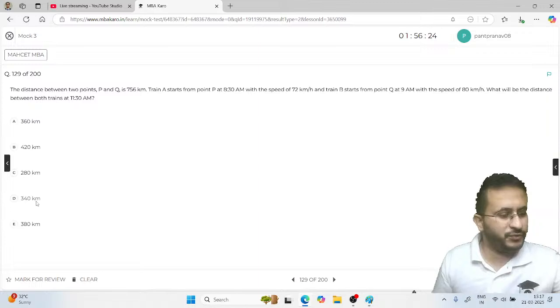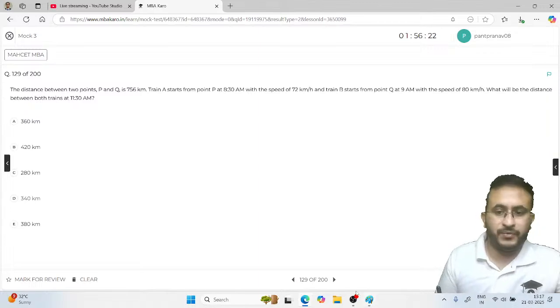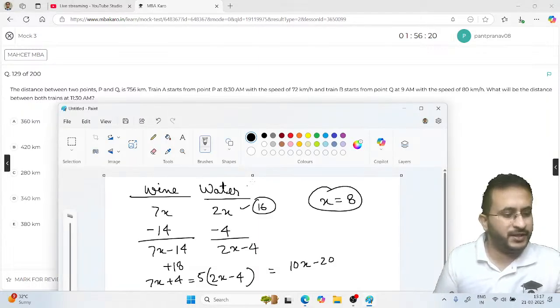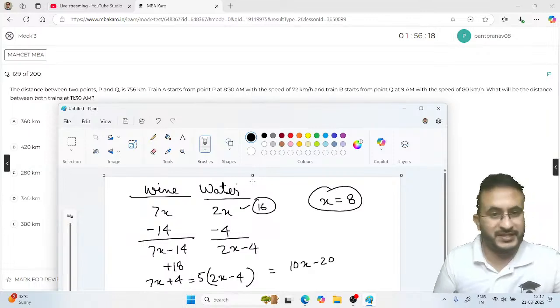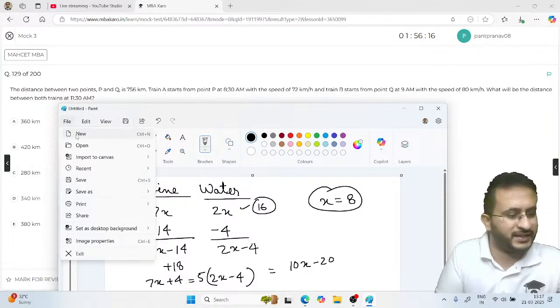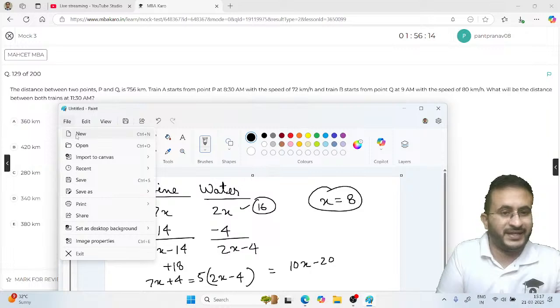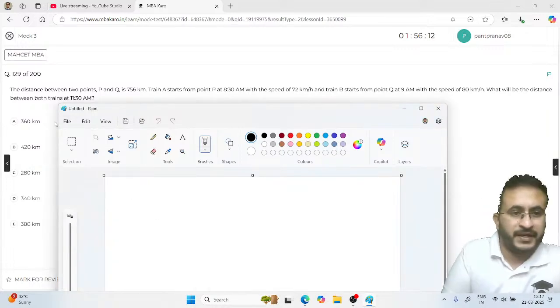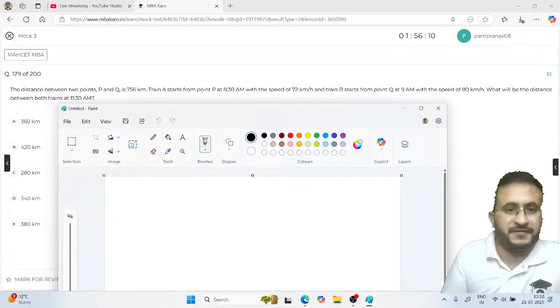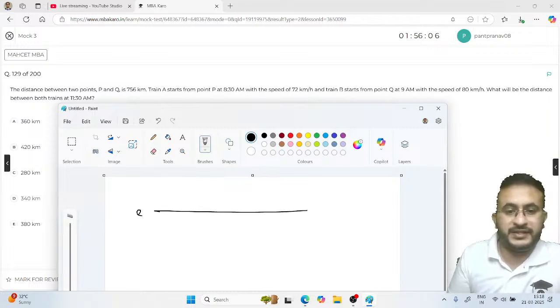So these individual questions seem to be easy ones. Okay, and you should be attempting those questions. Like if you find individual questions easy rather than DI, so in that case, one should go and attempt those. Distance between 2 points P and Q is 756. Train A starts at 8:30 am. So यहाँ से 8:30 पे start की with a speed of 72 and train B starts at 9 am.